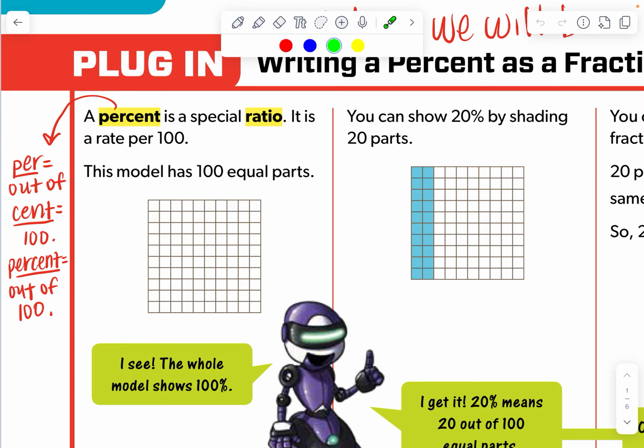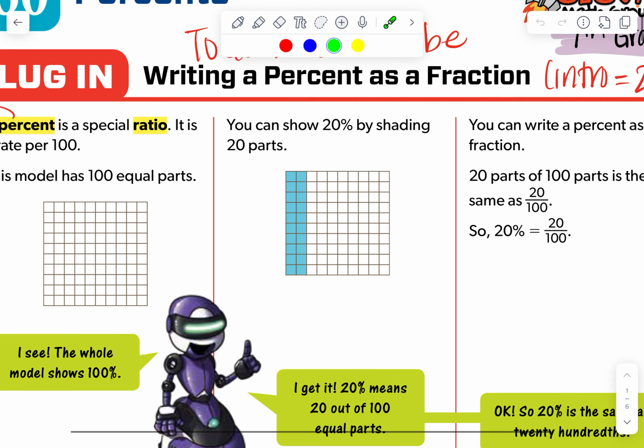This is helpful for kids because when they are converting a percent to a fraction, sometimes they get confused. But if I know that this is read as 20% and percent means out of 100, then it would just be 20 out of 100. And it can be modeled by shading 20 parts out of the hundreds chart. Okay?